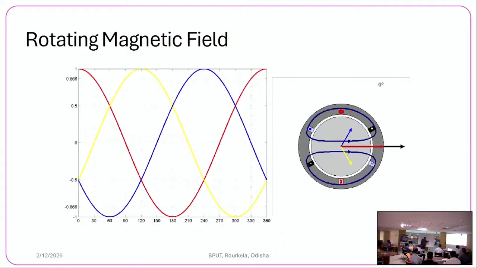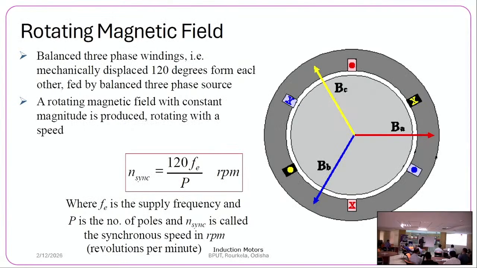The three-phase distributed winding, say phase R, phase Y, phase B. The distributed winding of one phase I have shown as a concentrated coil, single coil. This winding is carrying current: R phase current, Y phase current, B phase current. Then each winding will have an MMF.